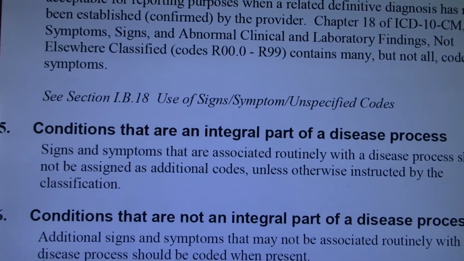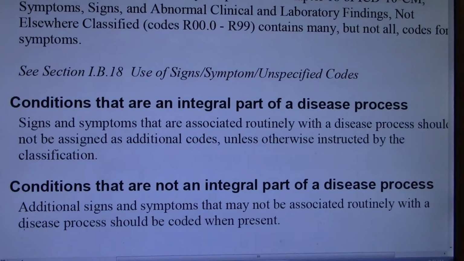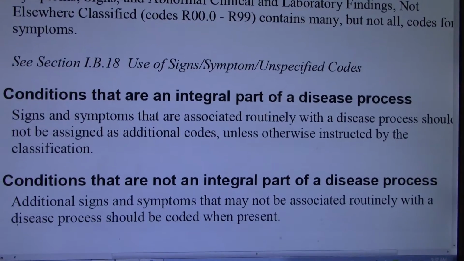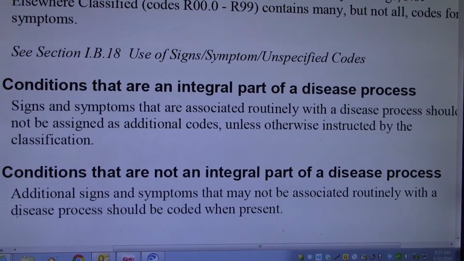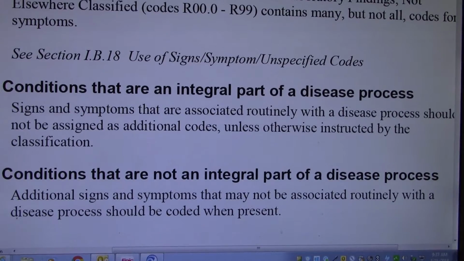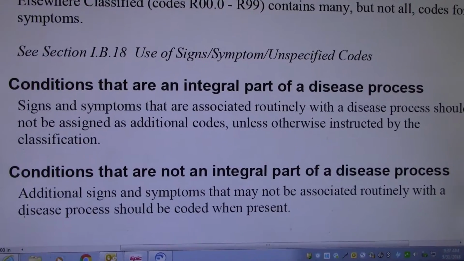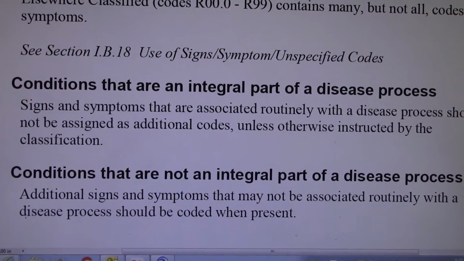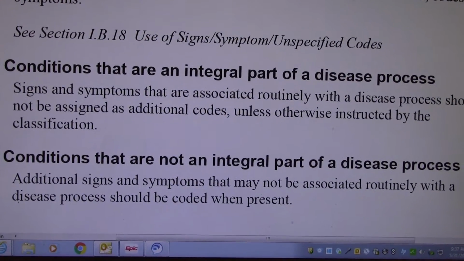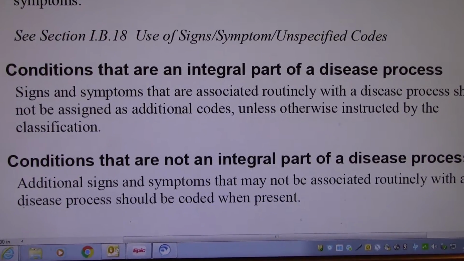And number 5 says, conditions that are an integral part of a disease process. Conditions that are part of. And it says here, signs and symptoms that are associated routinely with the disease process should not be assigned as additional codes unless otherwise instructed by the classification system. So don't assign those additional or those integral conditions, those signs and symptoms that are a part of a disease process. We don't use those as additional once we come up with a definitive diagnosis.